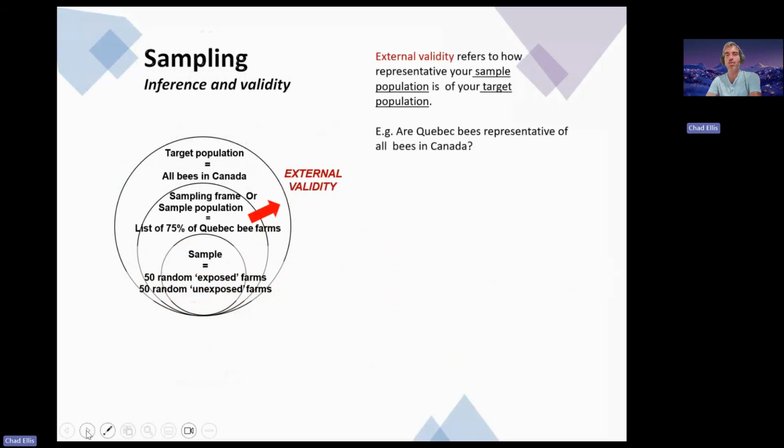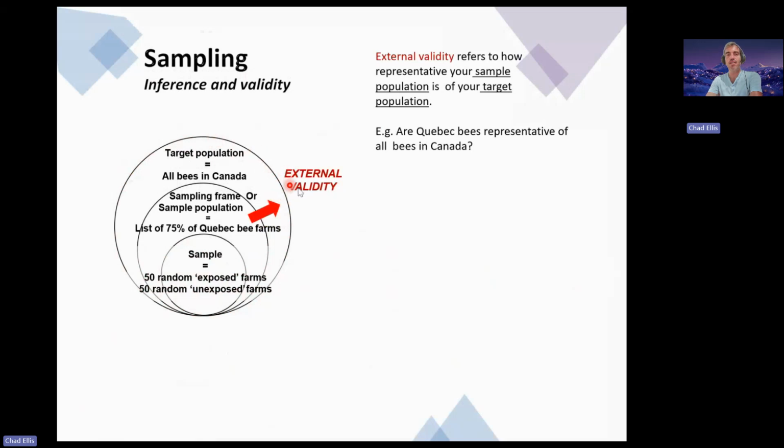So we're going to collect our data in terms of bee die-offs or mortality rates. And then we're going to do a statistical test to see whether there's any significant difference in bee health between those 50 exposed farms and those 50 randomly unexposed farms. And this brings us down to the last concept we'll talk about today, which is how well our sampling or our study does in representing what we're trying to represent, which of course is whether bees all across Canada are affected by exposure to pesticides or not.